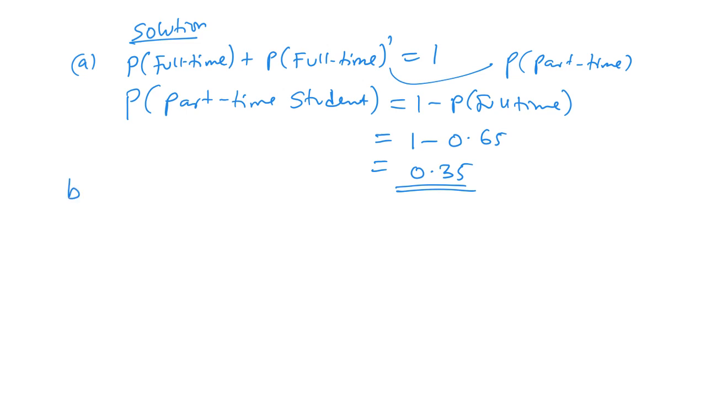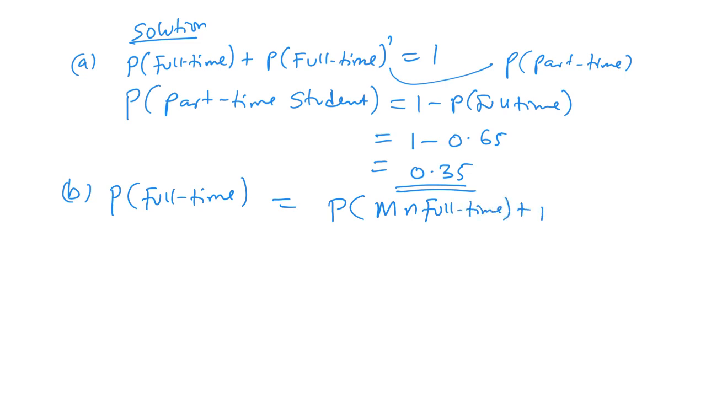Then part B is asking for the probability that a student chosen at random from the students in the college is a female and a part-time student. So to get part B, we would use the fact that the probability of full-time is the probability of male and full-time plus the probability of female and full-time.